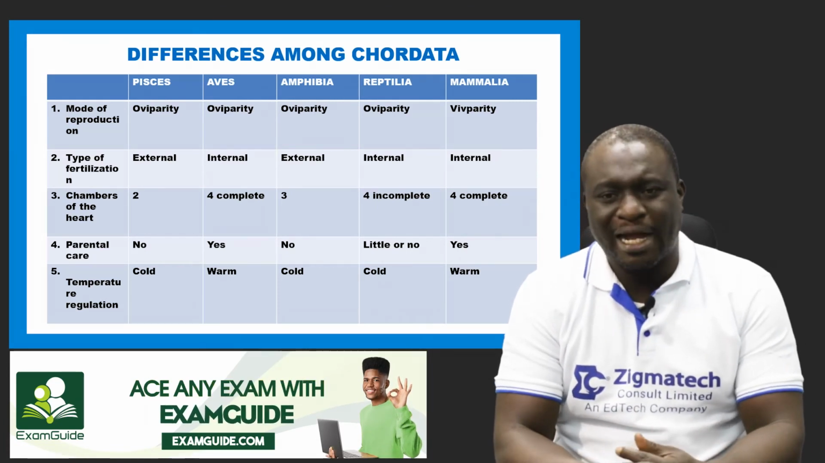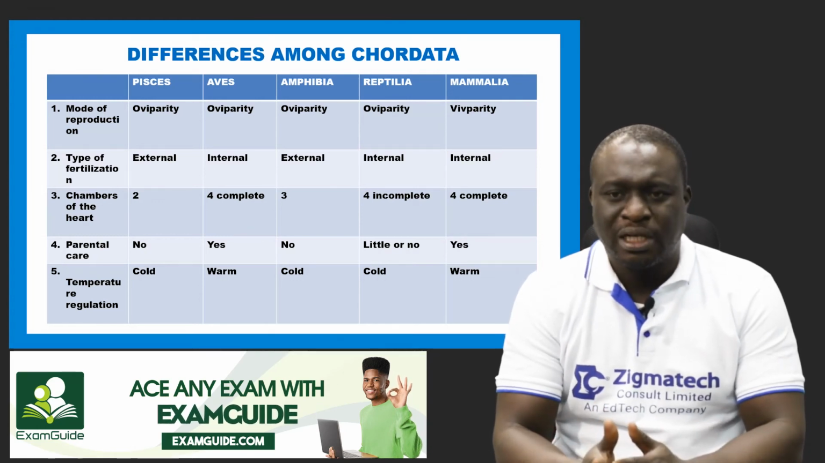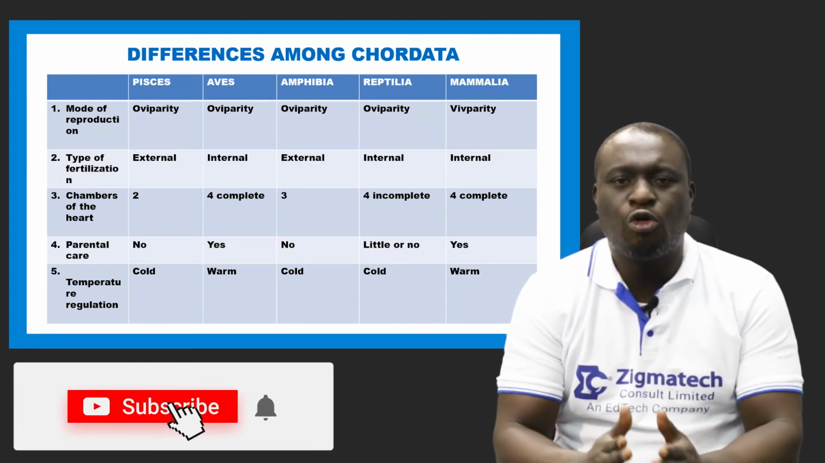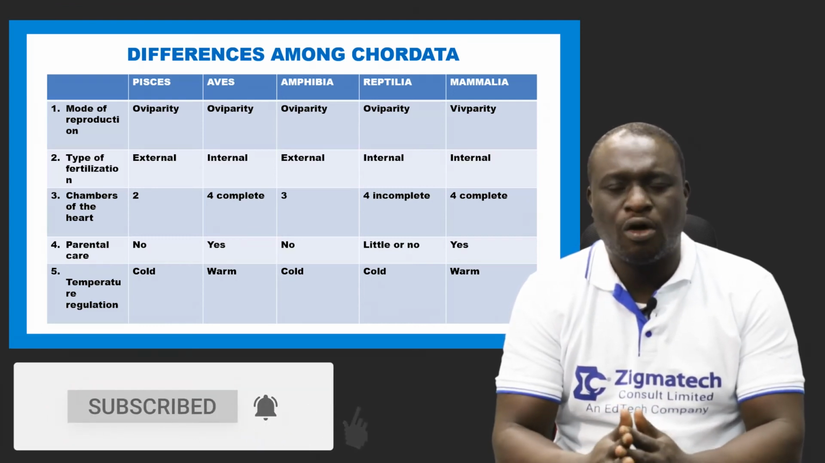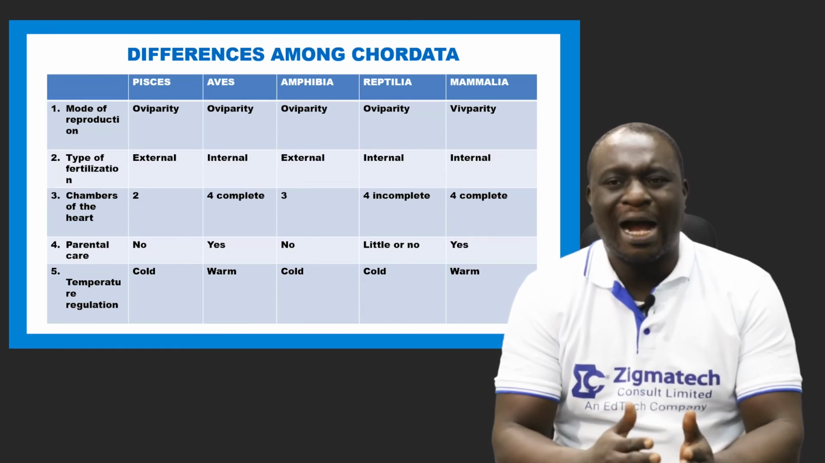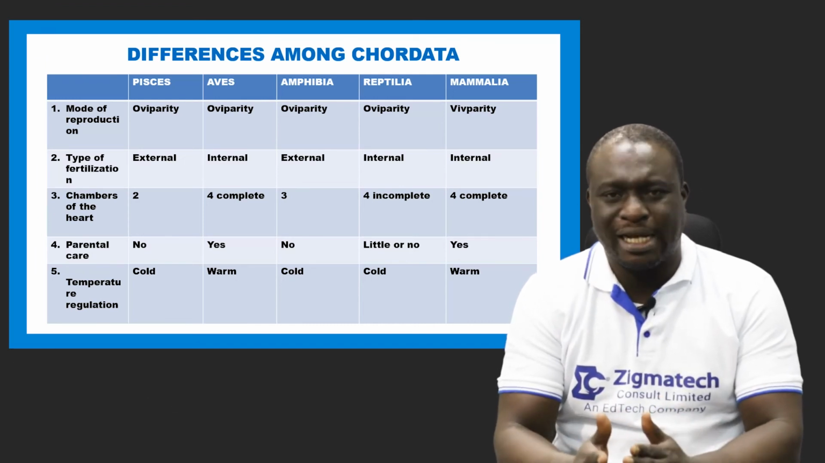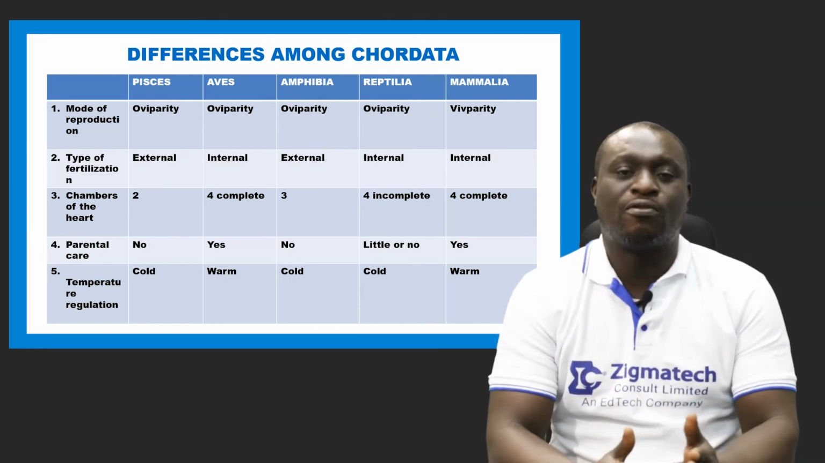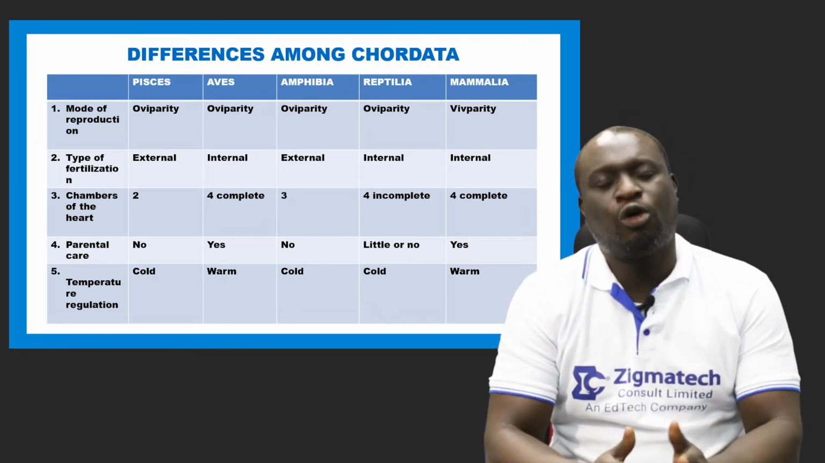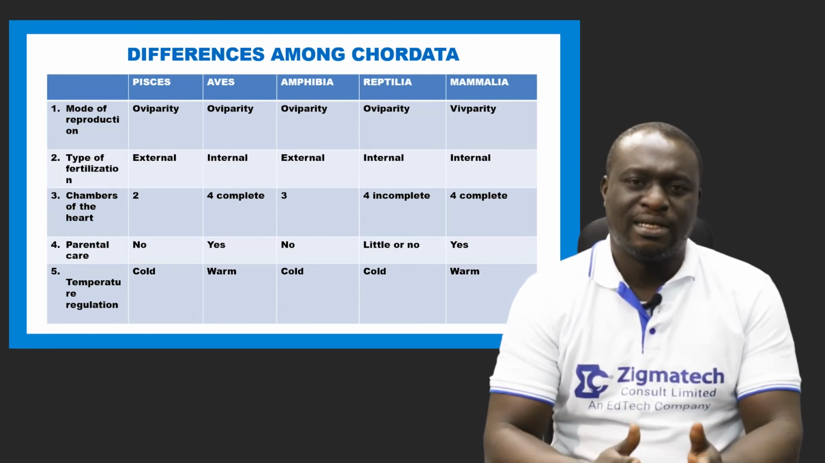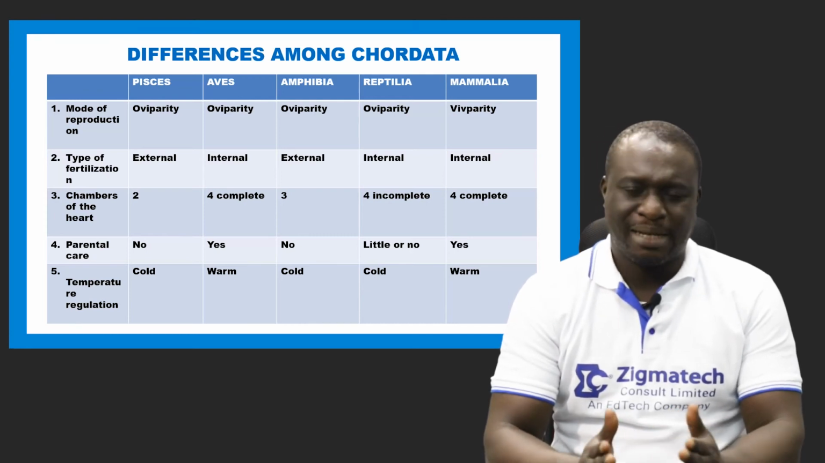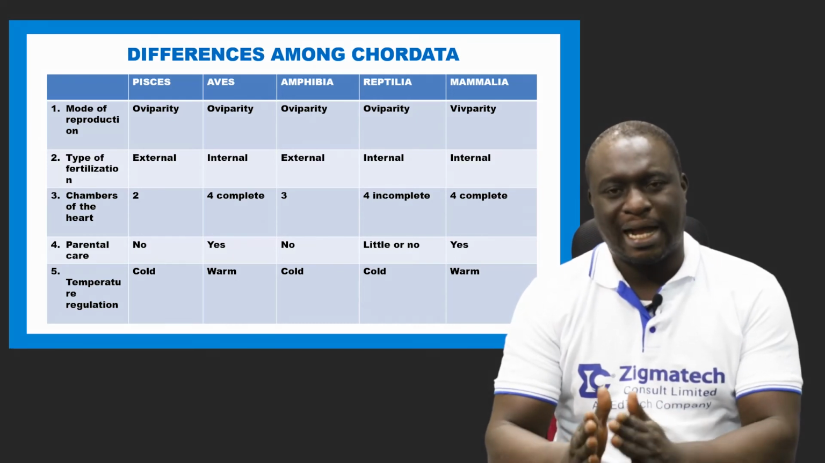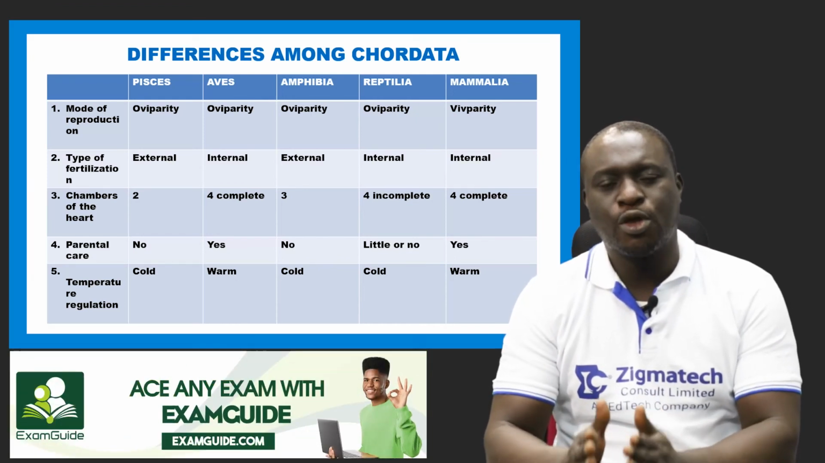Lastly, it's number 5, which is temperature regulation. Now, we said that in terms of Pisces, they are poikilothermic or cold-blooded. In terms of aves, they are warm-blooded, which is the same thing as homeothermic. In terms of amphibians, they are cold-blooded. In terms of reptiles, they are cold-blooded. And mammals are warm-blooded animals, which are also called homeothermic.